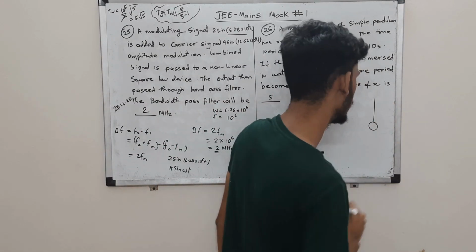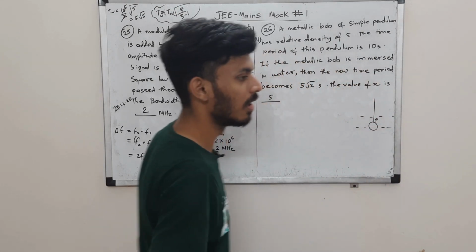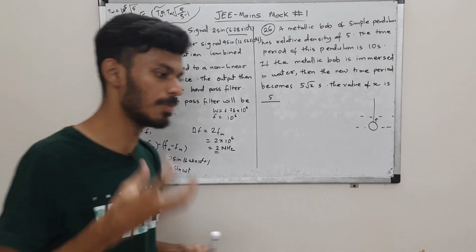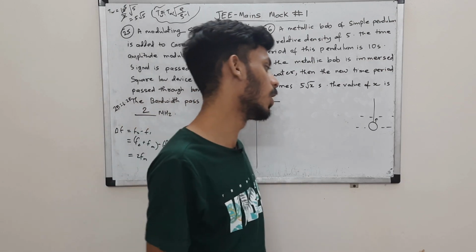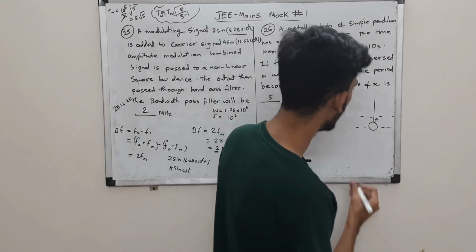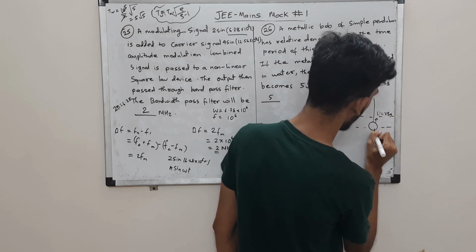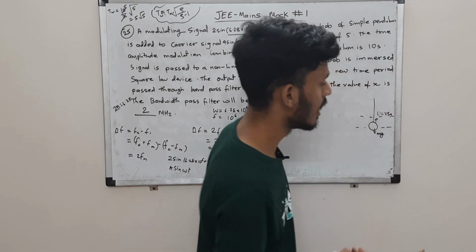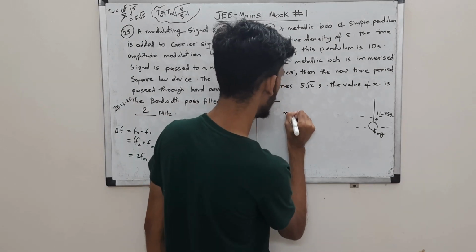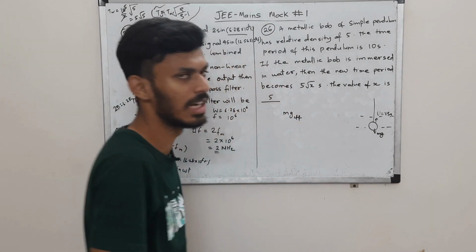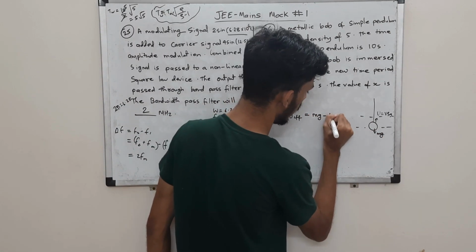When you immerse the pendulum in water, the forces acting on it, basically its apparent weight will change. When you immerse something in water, its weight changes. Weight in air is different and weight in water is different. So there will be some upthrust, which is V rho g, and mg. This upthrust is decreasing the weight. So mg effective, the effective gravity or effective weight, will be equal to the actual weight minus the upthrust.